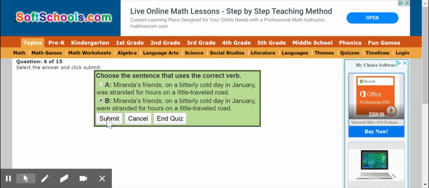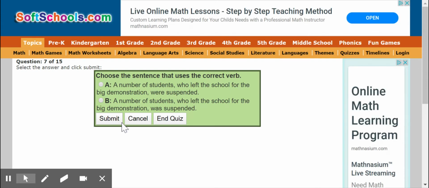Okay, let's go. Number 7. Choose the sentence that uses the correct verb. A number of students who left the school for the big demonstration were suspended or was suspended.